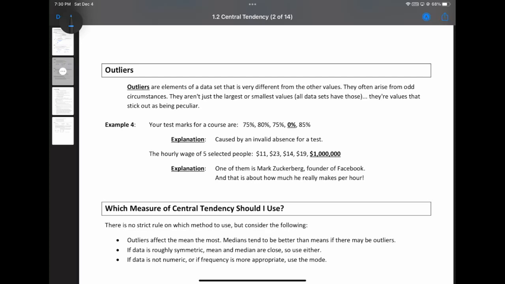Now, we'll point out that that represents Mark Zuckerberg, the founder of Facebook, and that is actually pretty close to his real hourly rate. Obviously, he's not an employee who gets paid by the hour, but if you look at how long he's been working on Facebook and how much money he's made in total, it works out to about $1 million an hour.